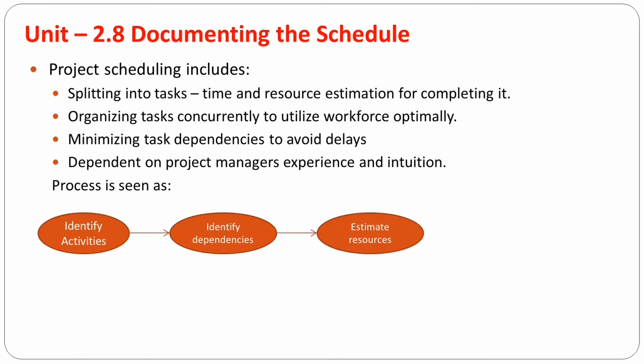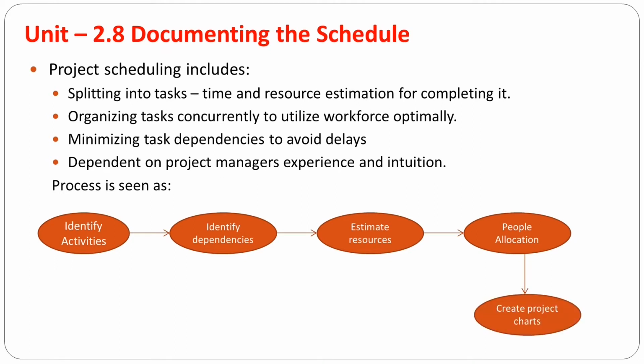Once done, estimate all the resources, how many resources I would require. In order to fulfill maybe activity 1, I require some XYZ resource. In order to fulfill maybe activity 2, I require some ABC resources. So, estimate all the resources. After that, people allocation is done, that this particular person will do activity 1, this set of people will do activity 2, this set of people will do activity 3. So, people allocation is done.